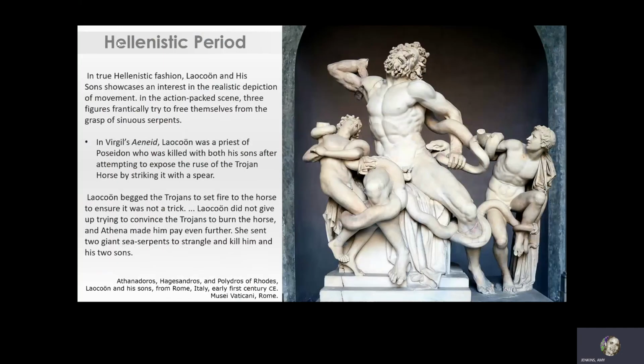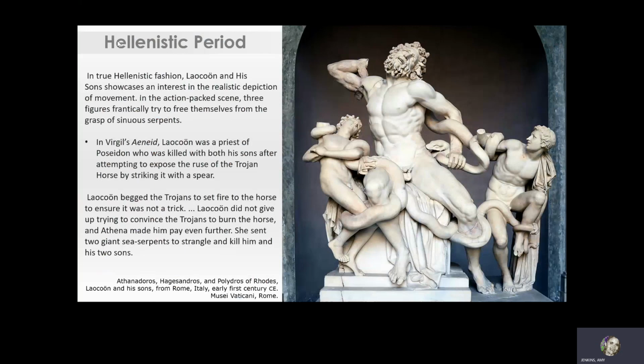In the Hellenistic period, we have the Laocoön. In true Hellenistic fashion, Laocoön and his sons showcase an interest in the realistic depiction of movement. In the action-packed scene, 3 figures frantically try to free themselves from the grasp of sinuous serpents.